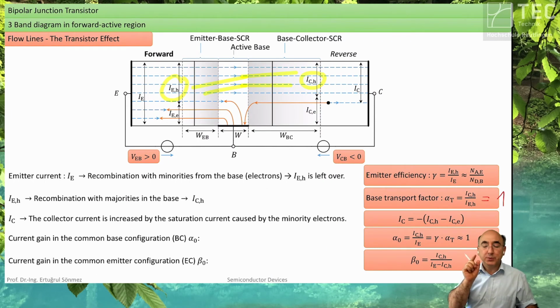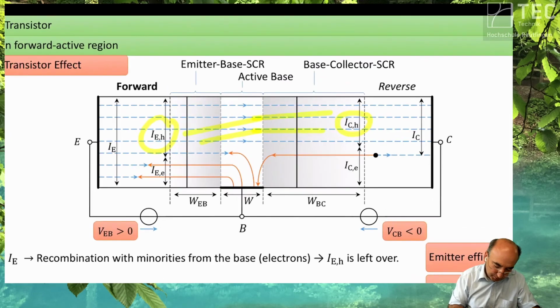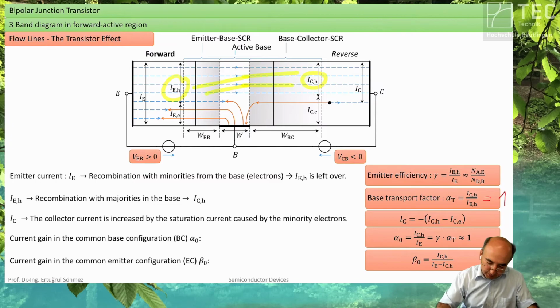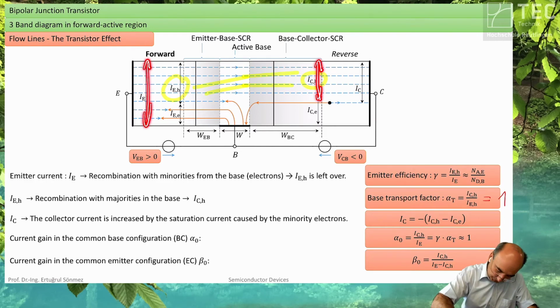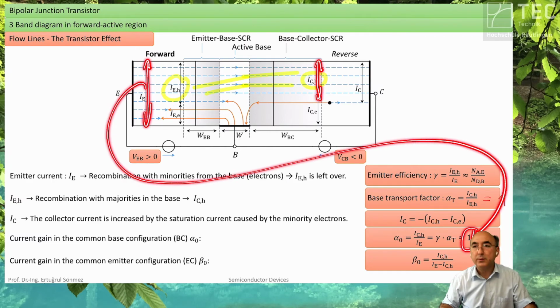Additional stuff about the bipolar transistor. What is the gain in the current if your transistor is in the common base configuration? What is the common base configuration? Your base is at the reference potential. And what is your current gain? Your current gain has the definition, this one, referred to this one. And this is almost 1.